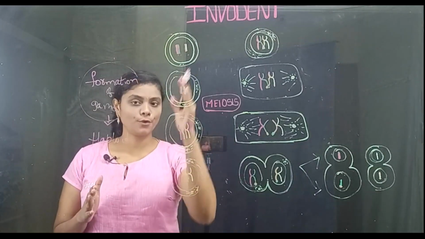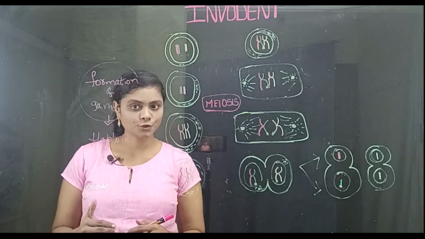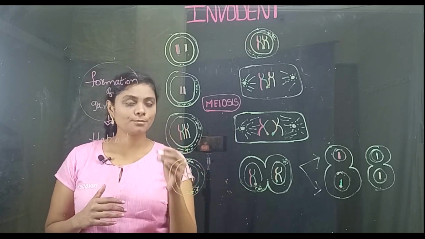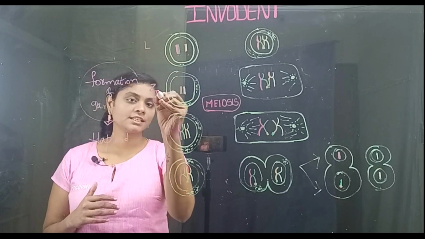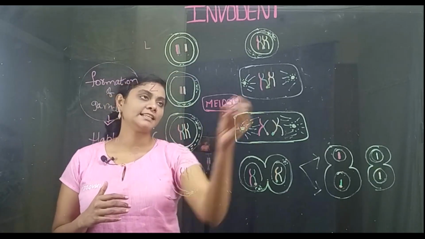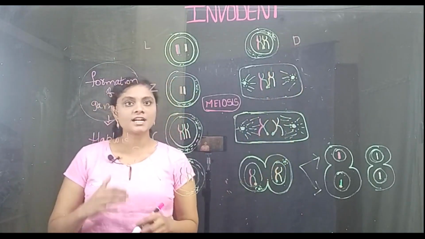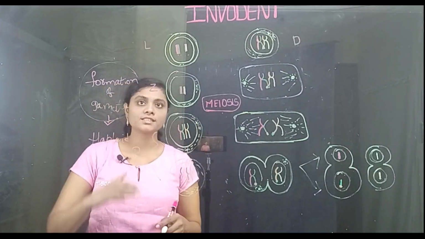It starts with a prophase. And the prophase is again divided into different stages in meiosis. The first stage in prophase is leptotene, followed by zygotene, that is followed by Pachytene, and that is followed by Diplotene. So these are various stages of prophase in meiosis.